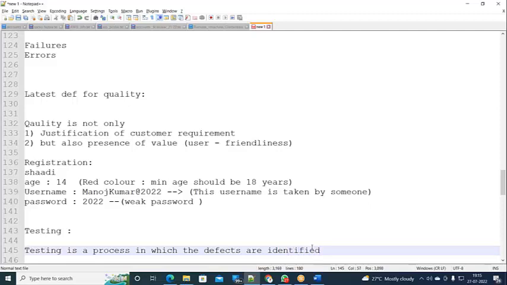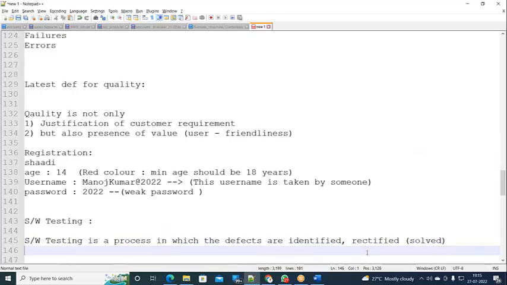This is a very, very important definition, guys. What is software testing? I use this term for software, guys, please get used to it. Software testing is a process in which defects are identified and rectified. Do you understand the word rectified? Yes, sir. Solved. Let me put in the bracket: solved. Identified or solved.